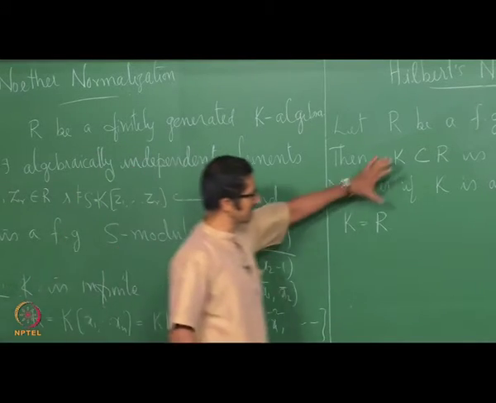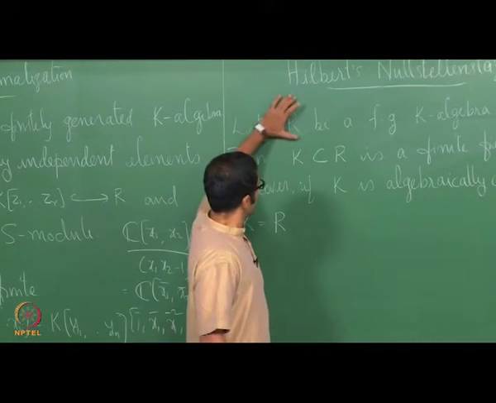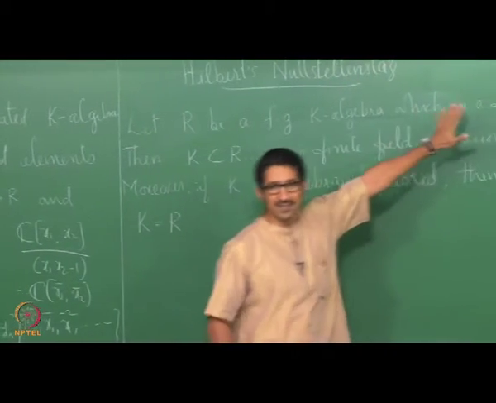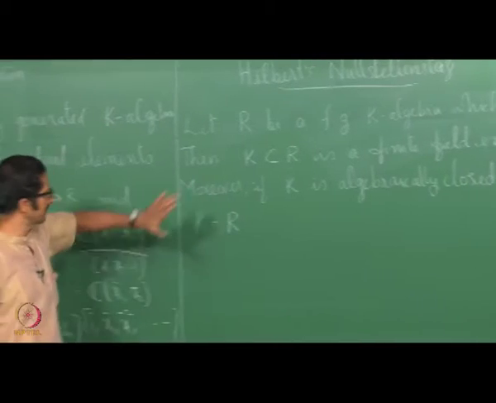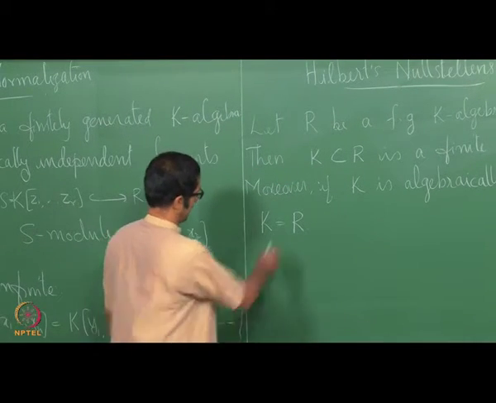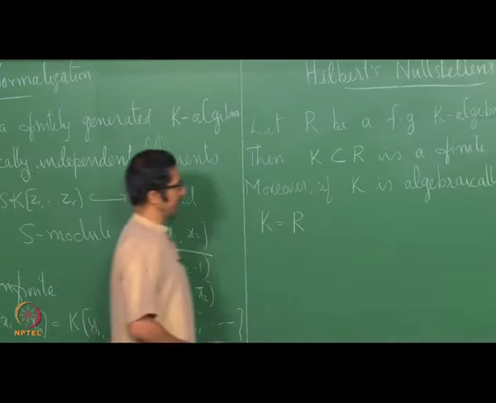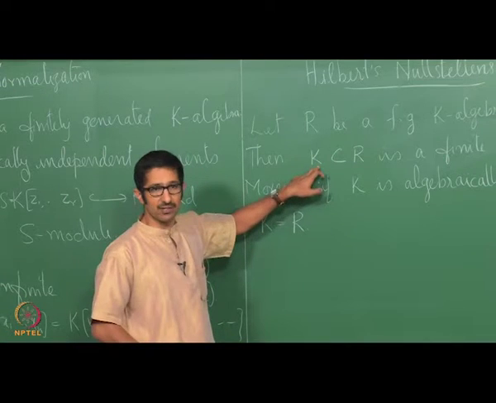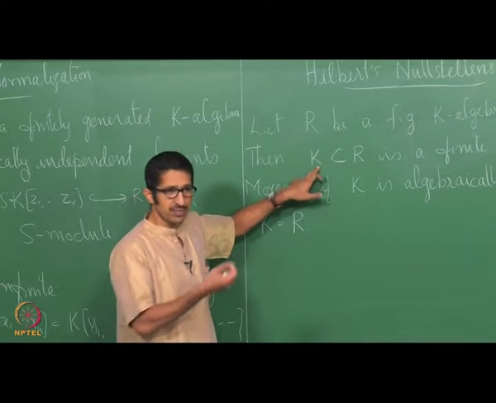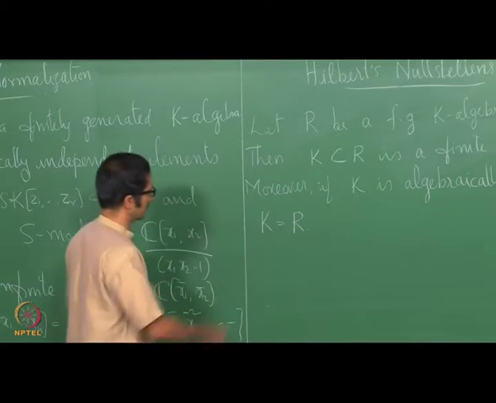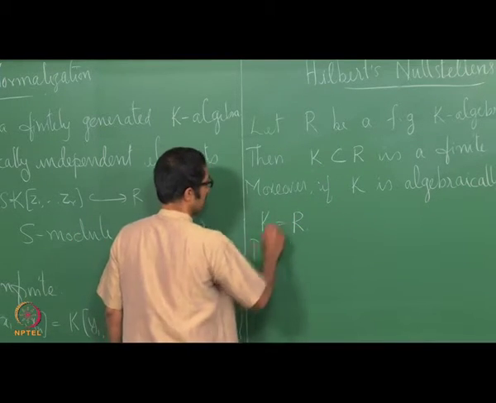So, here the situation is, if R is a finitely generated K algebra which is a field, then there is no other option; it has to be a finite field extension. The second part follows directly from here. If K is algebraically closed, which means you cannot have any finite field extension of K, then K is equal to R. So, first let us prove this part.